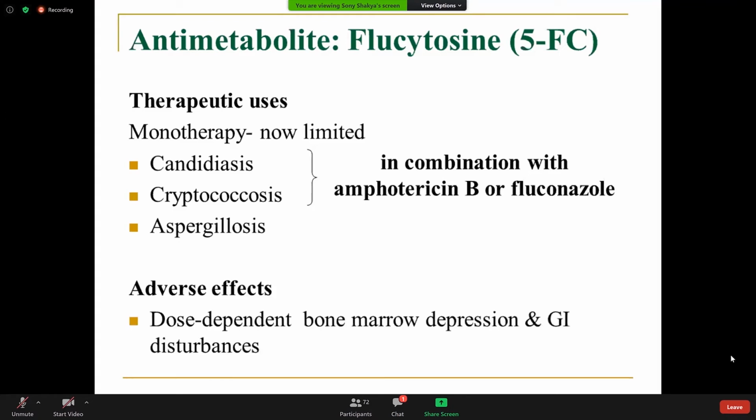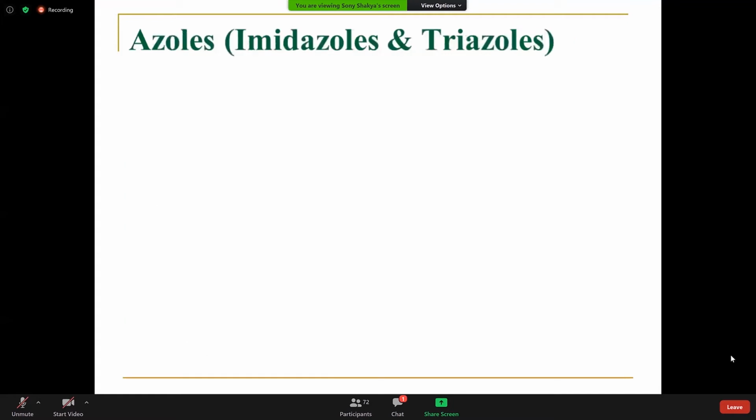Adverse effects. There is dose-dependent bone marrow depression. If we use a higher dose or for a prolonged period, there can be bone marrow depression. It is mainly because of the antimetabolite effect of flucytosine. And as I told you, 5-fluorouracil will be taught in anti-cancer drugs. We will know later. So this is one of the major adverse effects of flucytosine. And another is GI disturbances. अहिलेसम्म GI disturbance सबैमा लेखे पनि ठिकै हुन्छ.